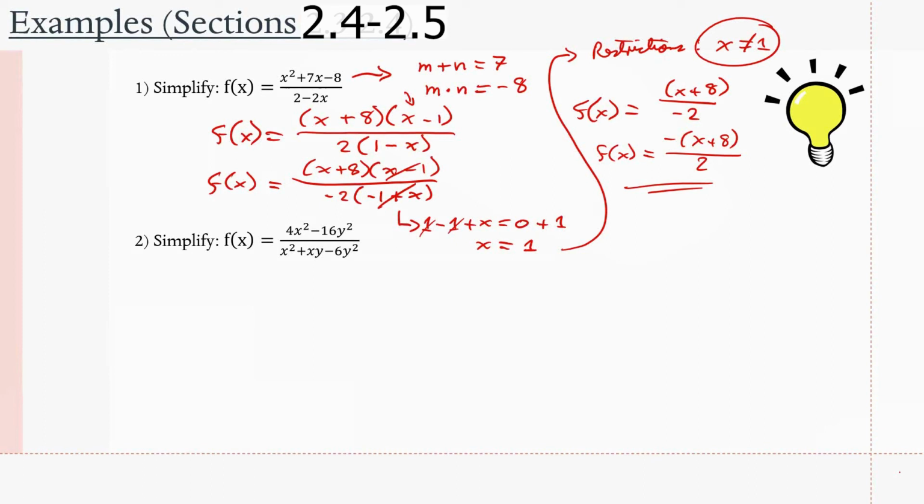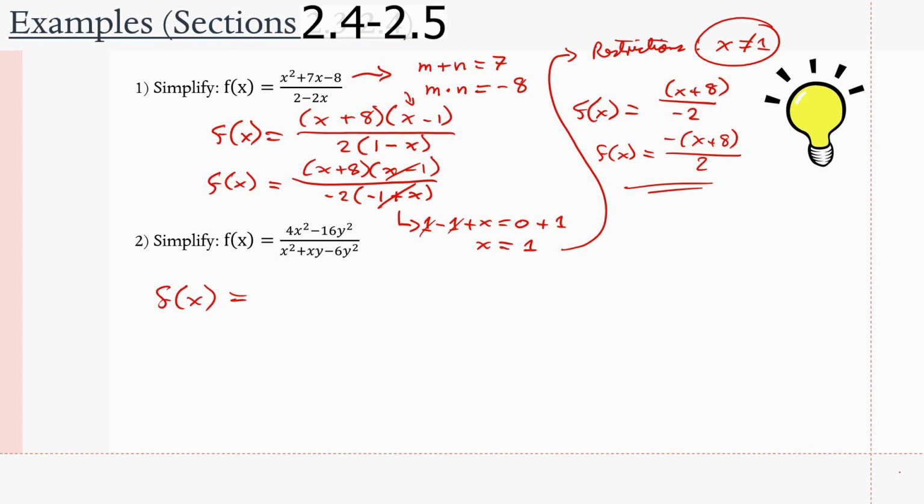Okay, on to the next question. We have question number 2. It says, simplify f of x, which equals 4x squared minus 16y squared, all over x squared plus xy minus 6y squared. Okay, so first we're going to factor the numerator, as we did in the last question.